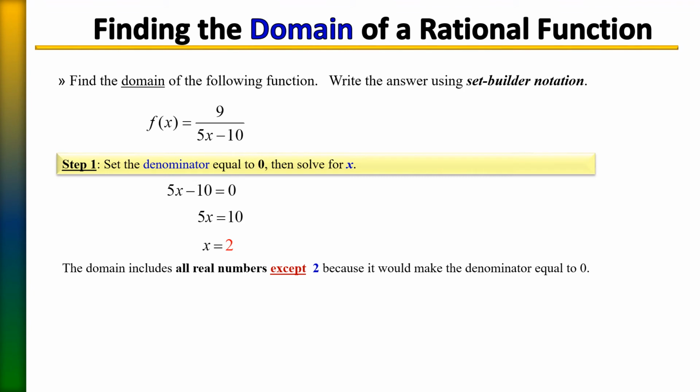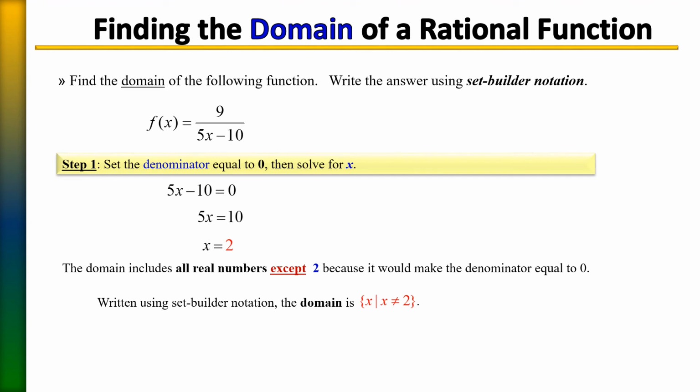So the way we would write that in set builder notation would be x is such that x cannot be 2. And what that means is the same thing as saying it can be any real number, but not 2.